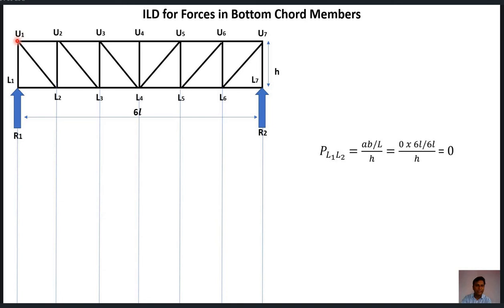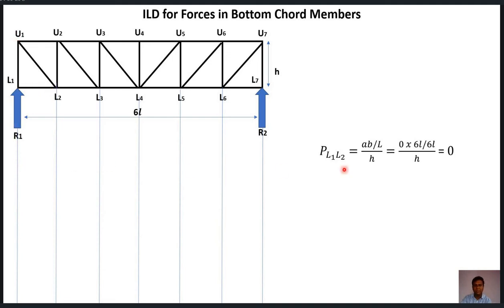After selecting this joint, we need to decide what is distance A and what is distance B. Now in this case, distance B is nothing but the length of these 6 panels and distance A is 0 in this case. So by the logic, the maximum ordinate for P L1 L2 must occur at U1.